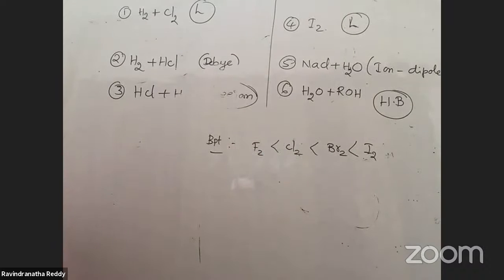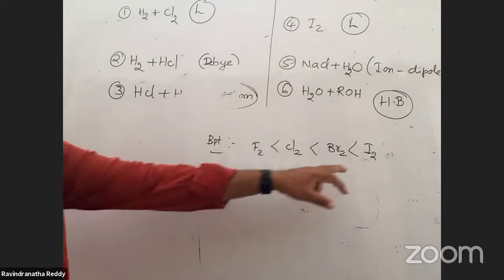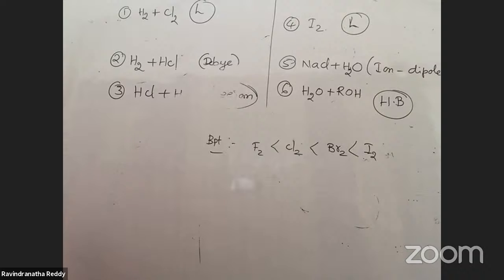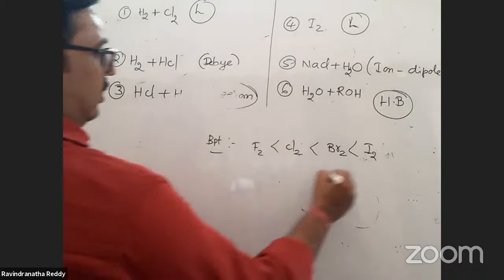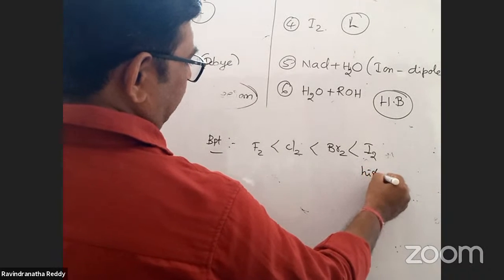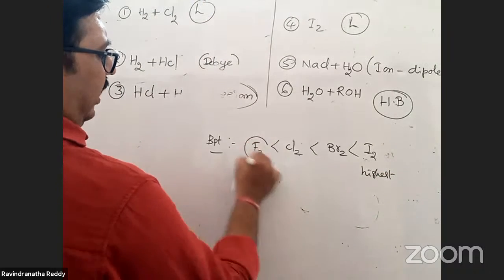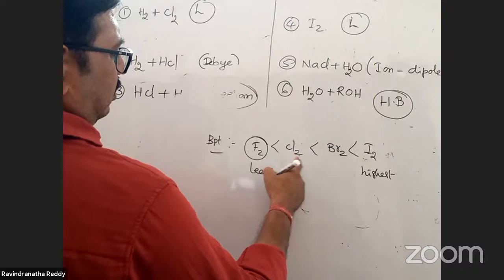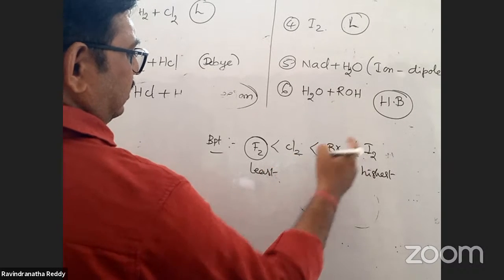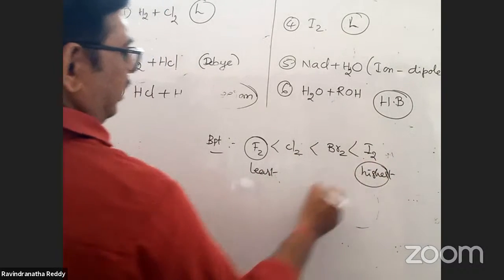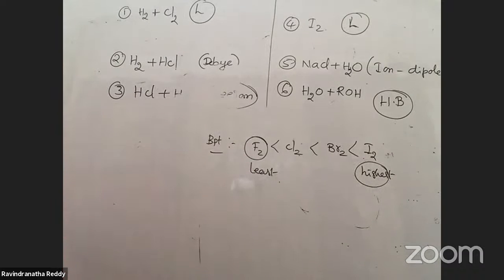So what happens here? The London forces increase. Fluorine has the lowest boiling point and iodine the highest. Fluorine is a gas, chlorine is also a gas, bromine is a liquid, iodine is a solid. So the intermolecular forces, that is London forces, are highest in iodine. Size increases, intermolecular forces increase.